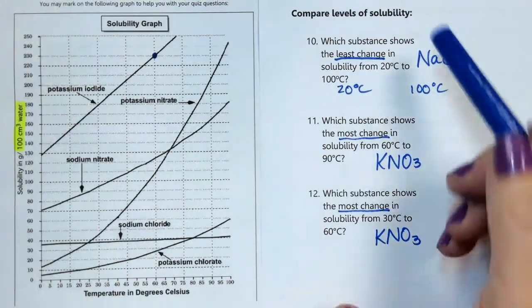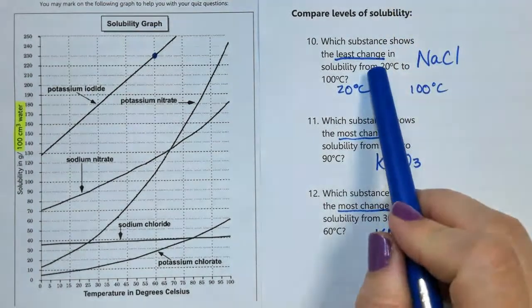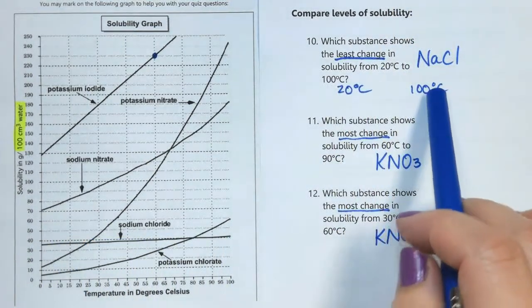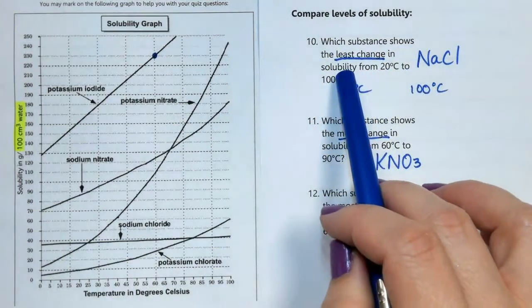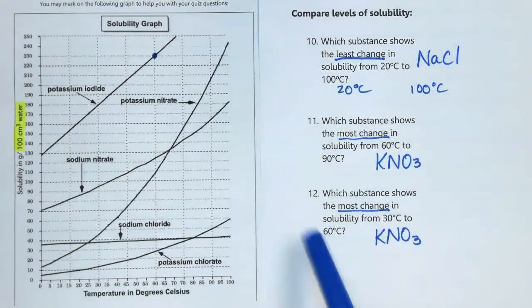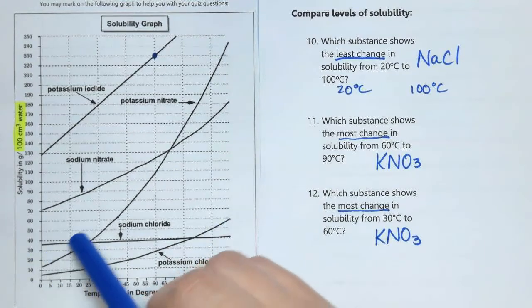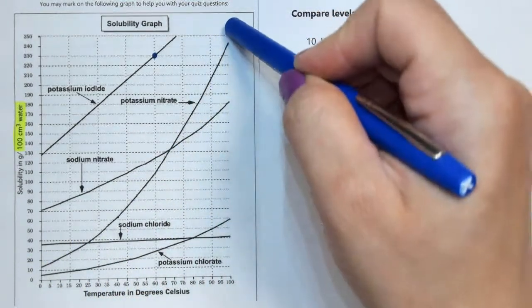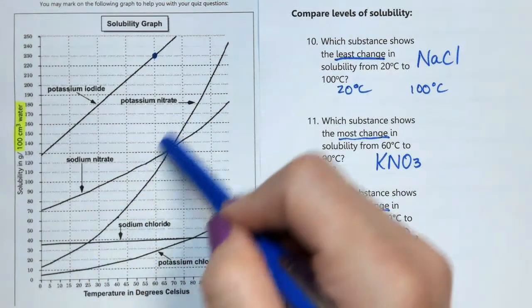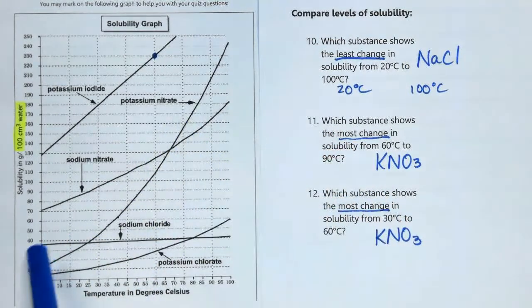And finally, comparing levels of solubility, we established that because sodium chloride had very little change from 20 to 100 degrees, that has the least change in solubility. And then if you look at from 60 to 90 or 30 to 60, it doesn't matter. You'll notice potassium nitrate has the greatest change from the lower temperature to the higher temperature. You can dissolve way more when you increase the temperature, as opposed to sodium chloride, where you can dissolve marginally more with an increased temperature.